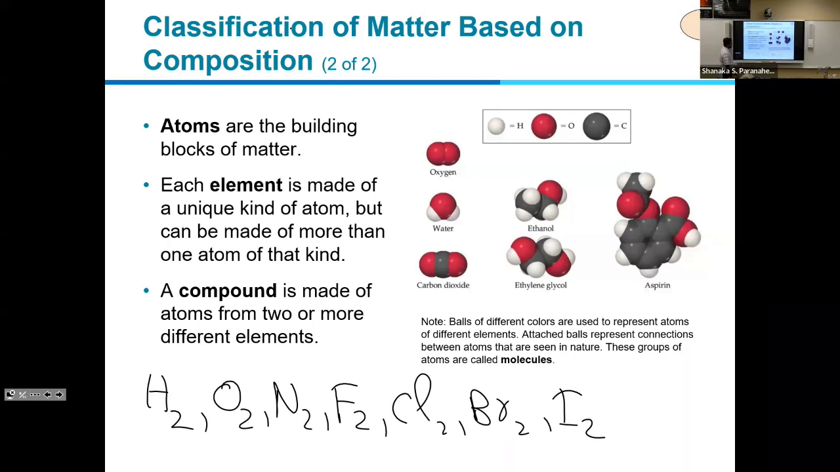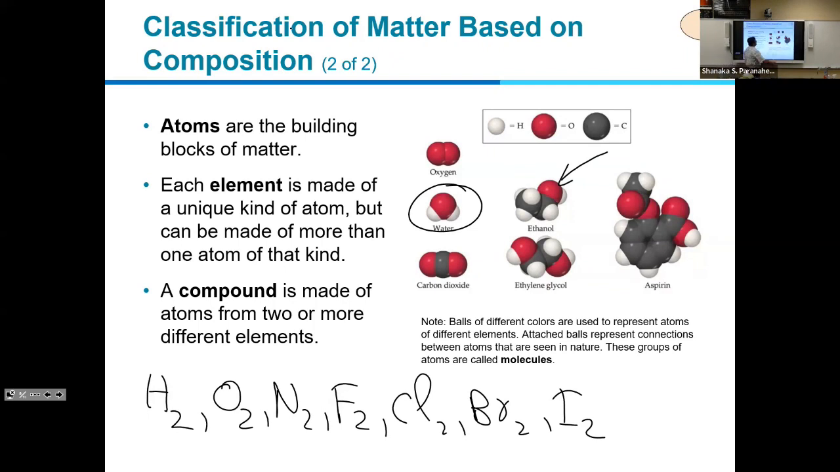Okay, so all the other compounds have at least 2 different types of elements, like water. The red one is the oxygen and the white ones are the hydrogens. This is another molecule, ethanol. Common alcohol mainly has ethanol. It's made of 3 different types of elements: carbon, oxygen, and hydrogen.